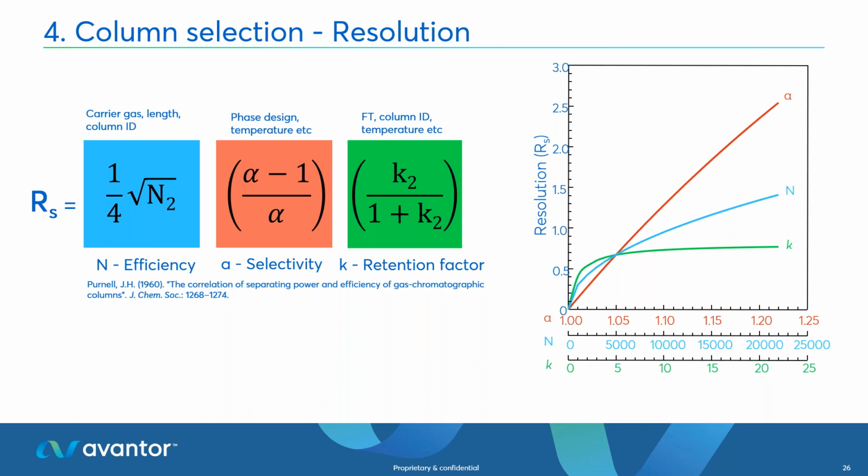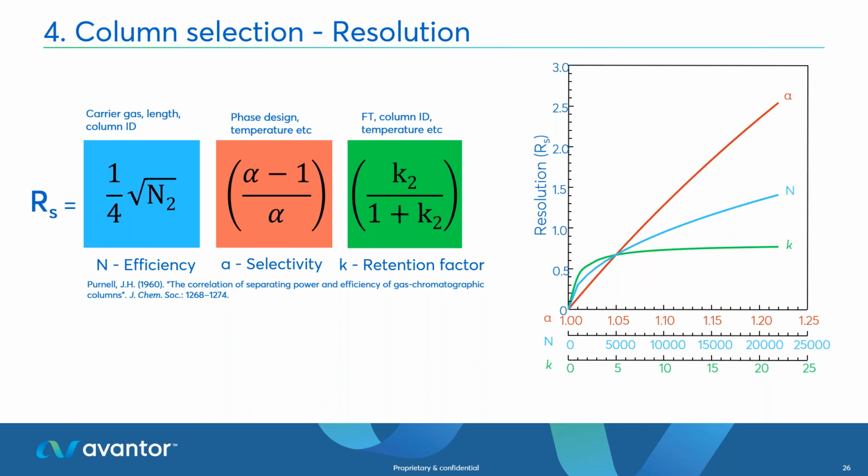And as we all know, with resolution, ideally we want a value of 1.50 and above, and this will indicate baseline separation of the peaks. Any value less than that, there's going to be some form of coelution or issue with the resolution. So to improve it, we can work on the efficiency. So this is the number of theoretical plates in the column, relating to the dispersion of the analytes in the column, and then achieving narrow peak widths.